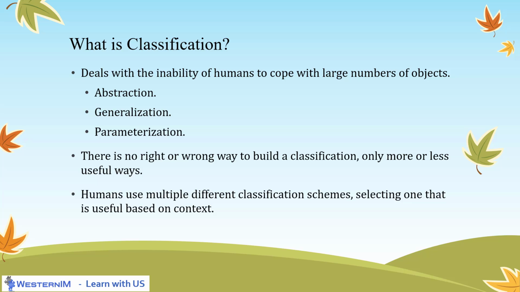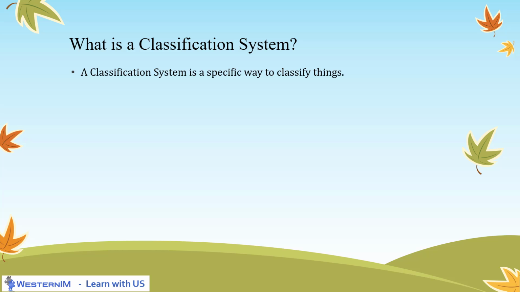We should also note that humans are really good at classification. So good that we naturally use many different classifications and constantly switch between them as they become more or less useful. In order to deal with this, we introduce the concept of a classification system. Since people naturally use many different classifications, we create a classification system that is a single set of classes that covers all of the objects in a particular field of interest.